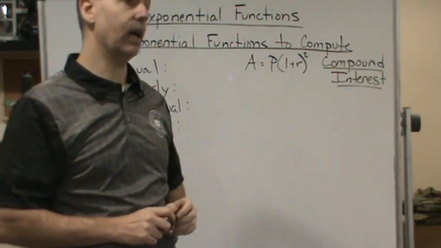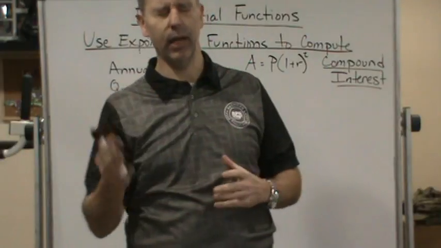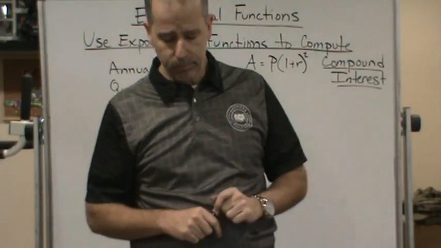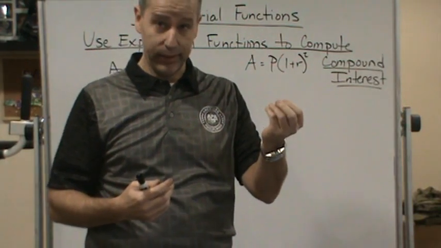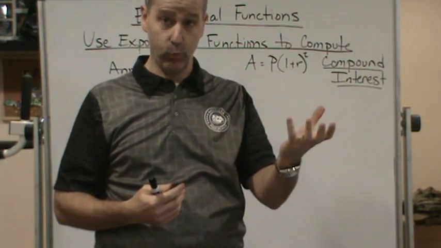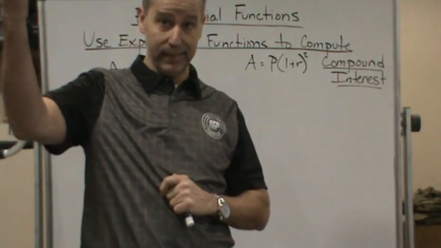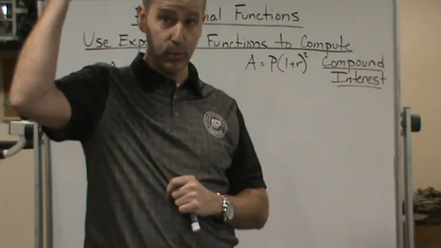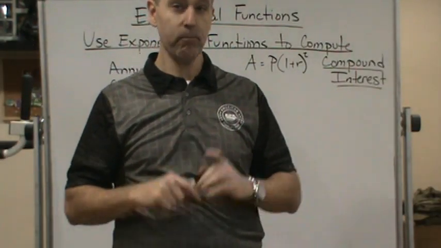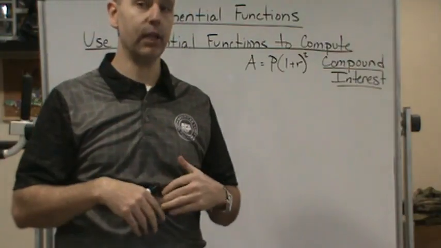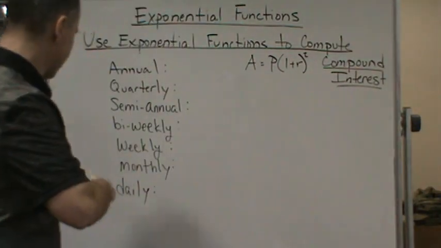What if it was daily? Well, in that case, we would have to come up with a daily interest rate. So we would take R and divide by 365. But then our time would also have to be in days. So we'd take the number of years, T, and multiply it by 365. And this is where we start talking about the number of compounds per year. So let's talk about that for a moment.